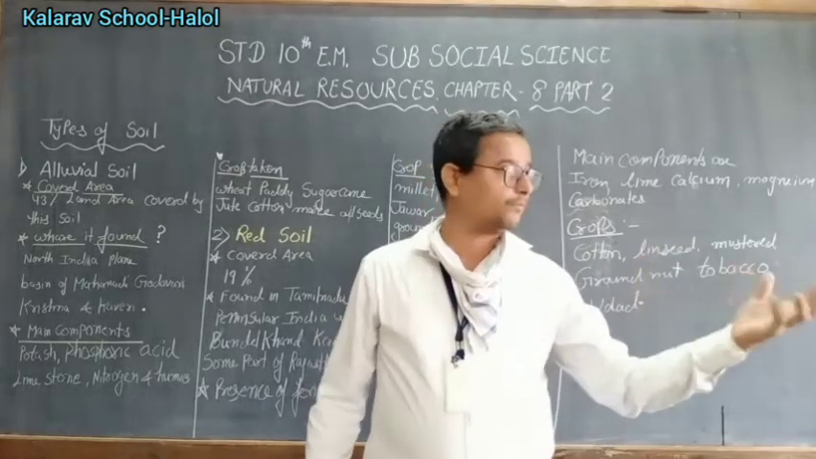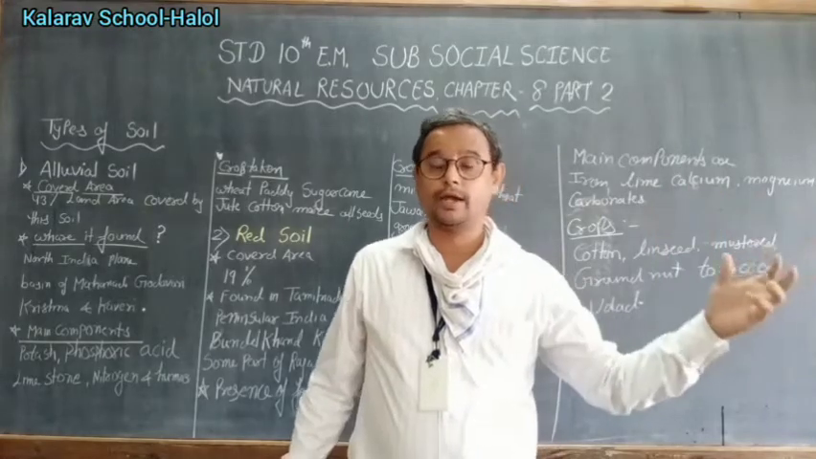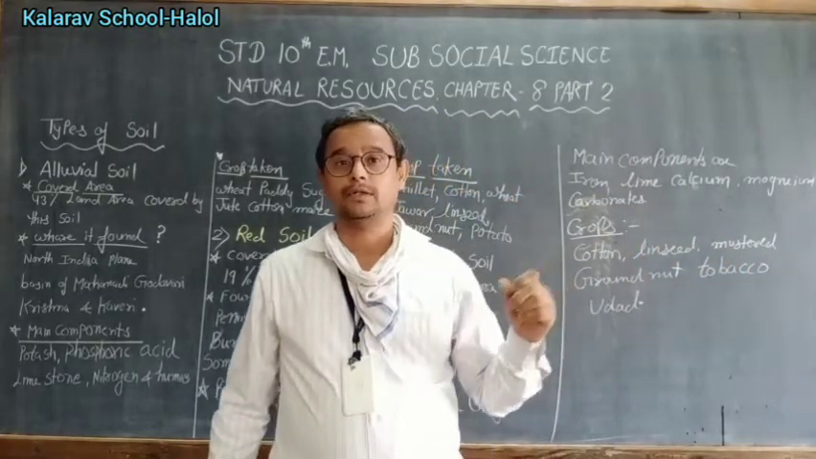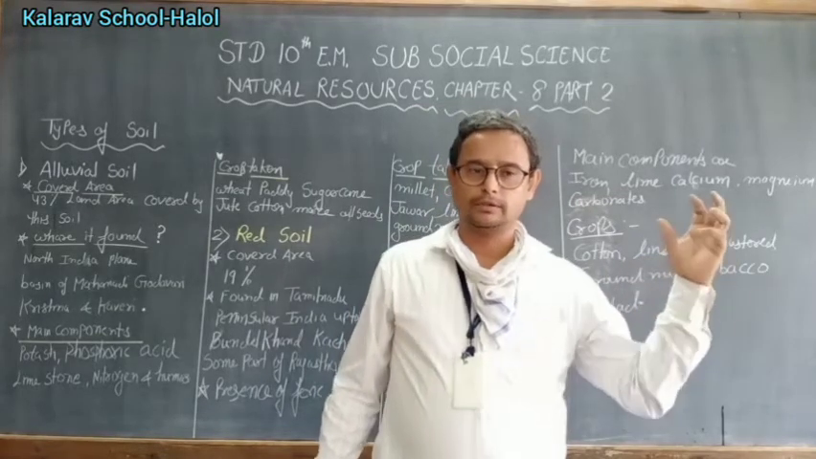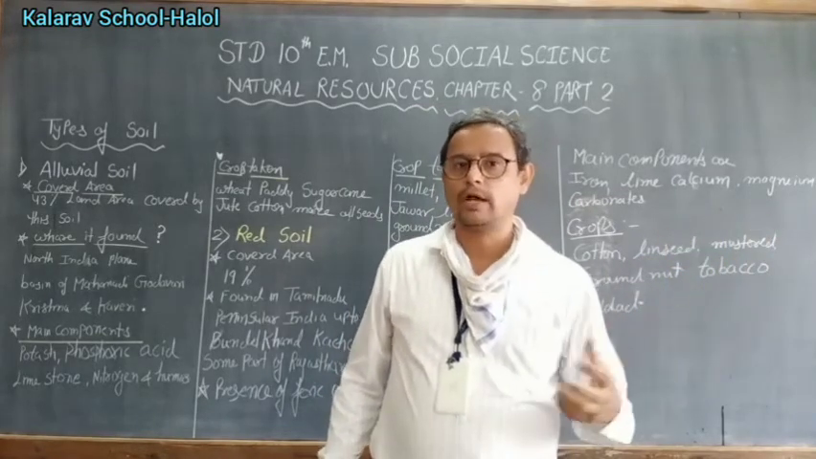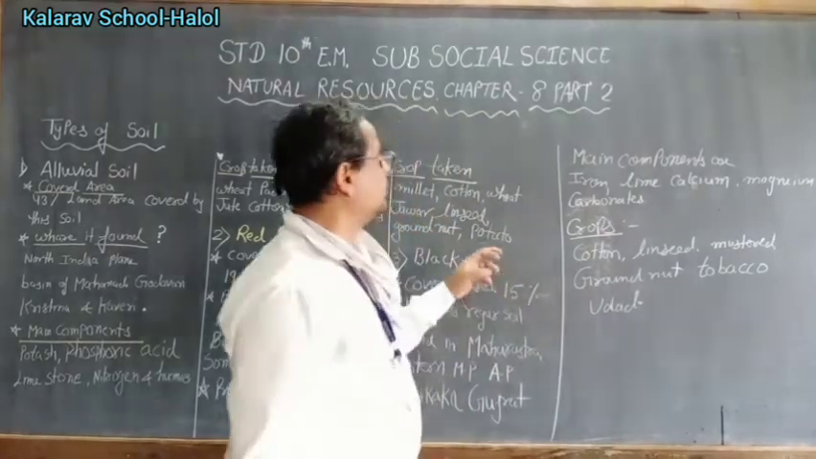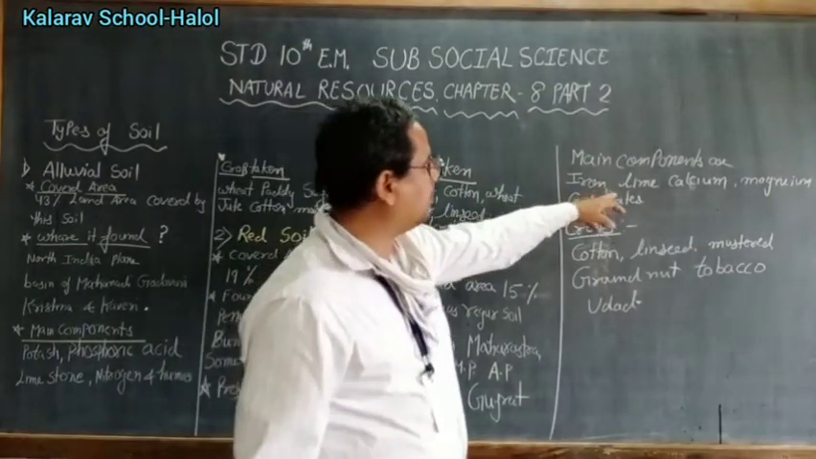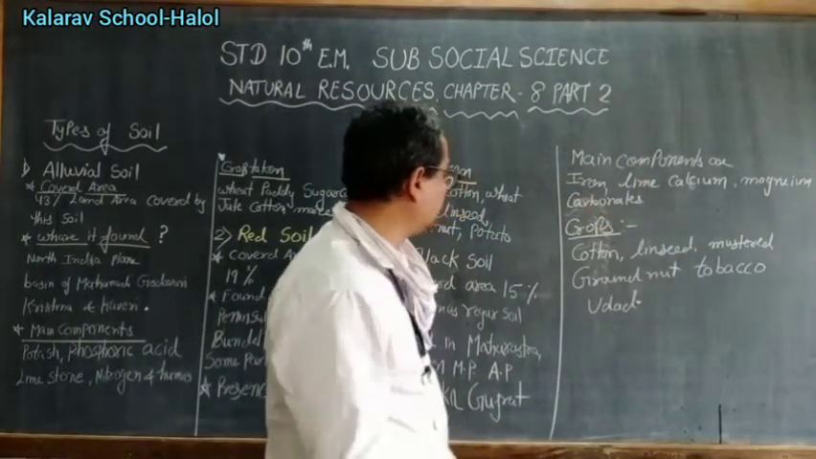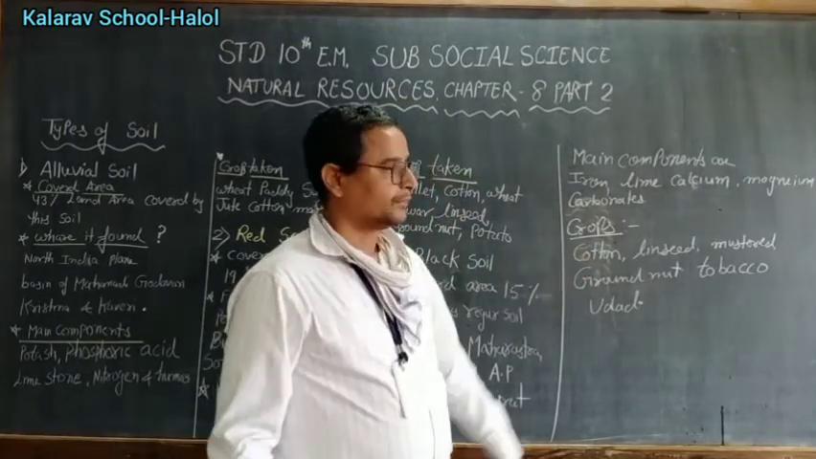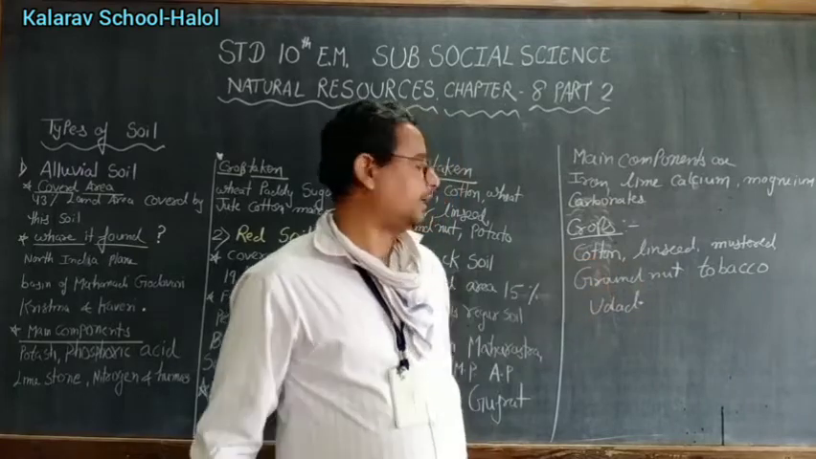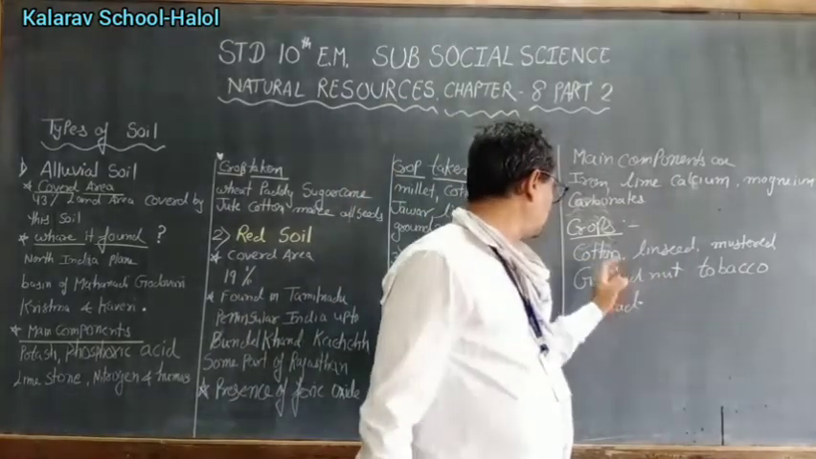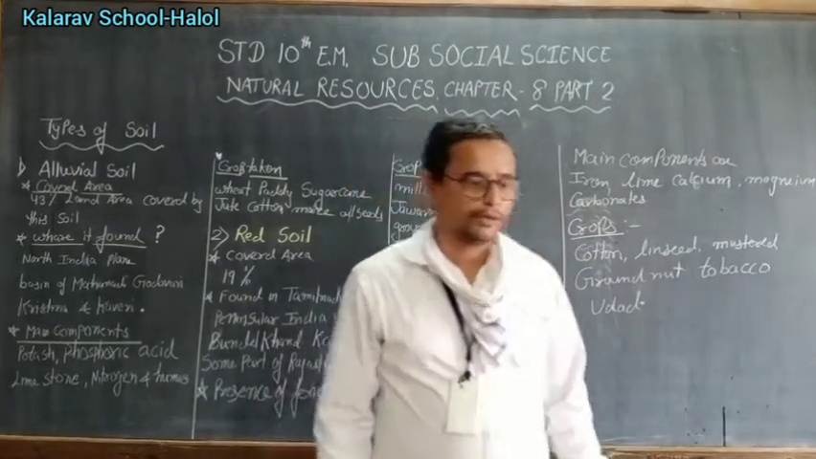In the southern part of Gujarat, especially the Bharuch area, there is the Kanam region. That area is very famous for this kind of soil, and cotton crop is grown abundantly there. The main components are iron, limestone, calcium and magnesium carbonate, and different crops are grown: cotton, as I said, and with that mustard, groundnut and tobacco. All these things are grown nicely.